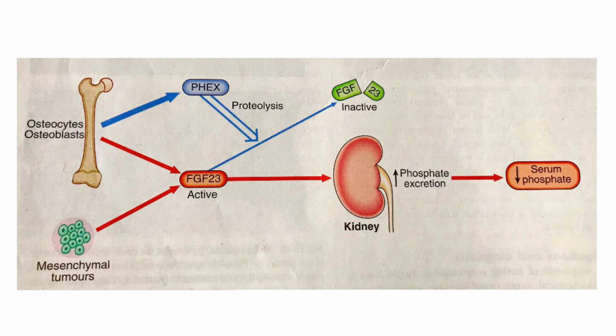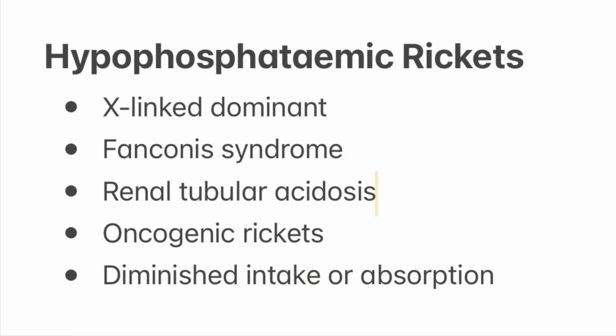There are certain tumors which secrete phosphaturic substances, and such tumors also can enhance formation of active FGF23 in the circulation. We just talked about X-linked dominant rickets and oncogenic rickets. The next in queue is Fanconi syndrome. This is a familial congenital condition, and the main defect here is in the reabsorptive powers of the renal tubules for phosphates, because of which there is fall in the serum phosphorus levels.